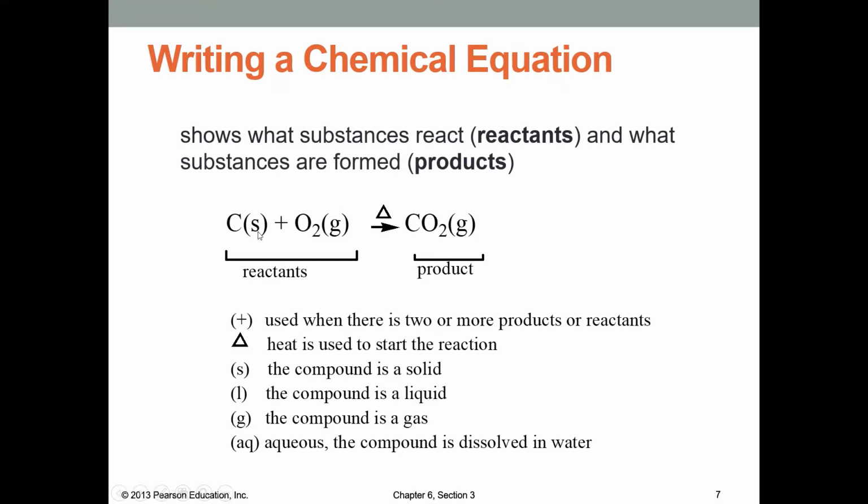Any of the little subscripts that you see in parentheses, in this case, if they are an S, L, G, or AQ, means the physical state of the actual reactant or product, whether it's solid, liquid, gas, or aqueous, so in a solution of water. Anytime we see this symbol called delta, a triangle over the arrow, that means heat is used to start the reaction.